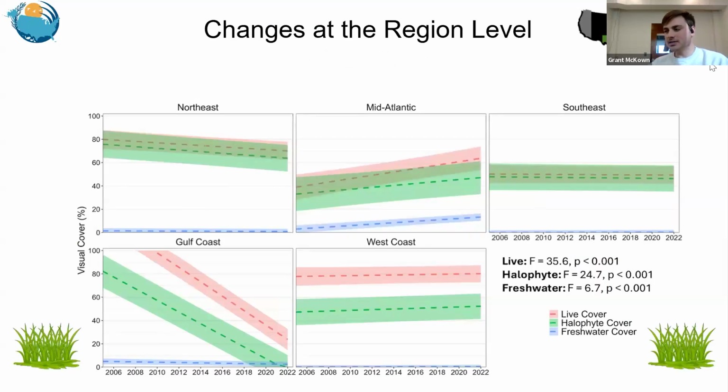So again, I wanted to highlight this graph, where I've overlaid live cover in red, halophyte cover in green, and freshwater cover in blue over time for each region. I think this graph tells so much of the picture: the Northeast and the Gulf Coast are changing the most, and they're losing vegetation cover over time, whereas the Southeast and the West Coast are generally not changing over time. The Mid-Atlantic is actually gaining live cover and halophyte cover and freshwater cover, interestingly.